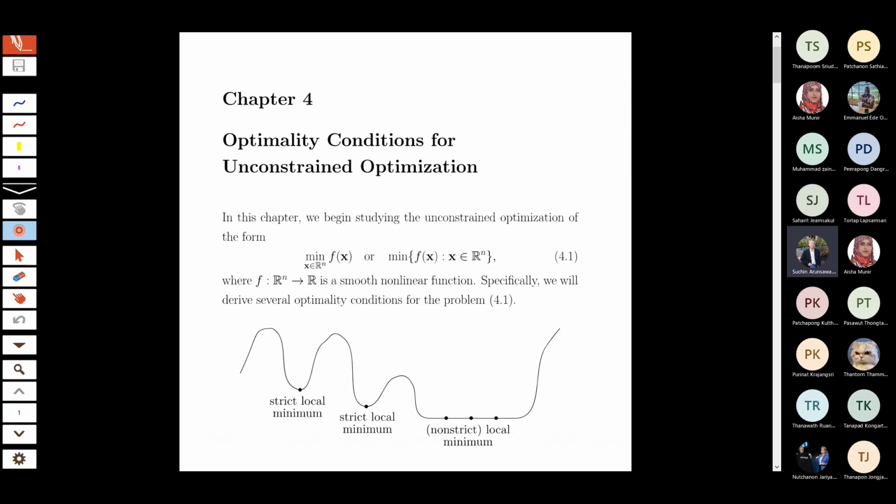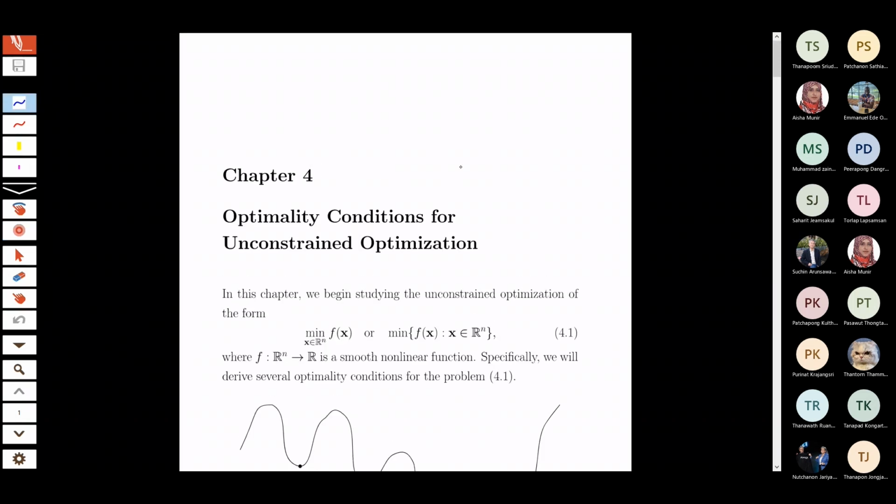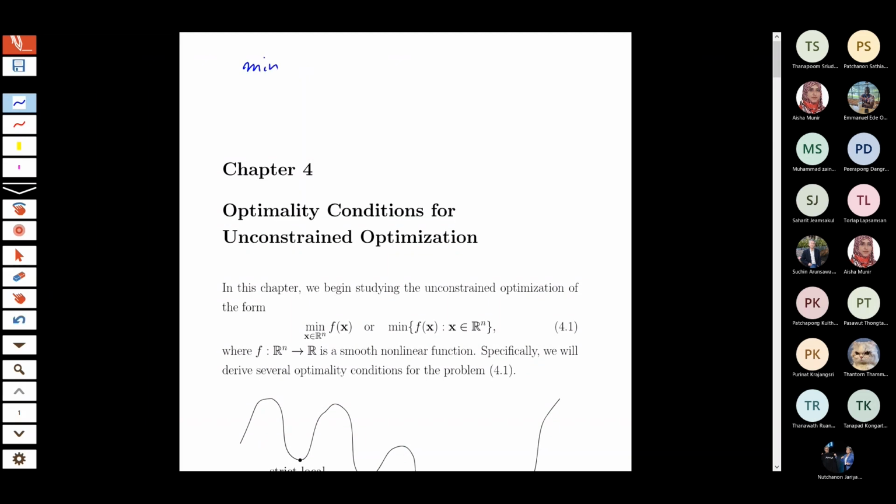If you have a maximization problem, then we can convert the maximization problem to a minimization problem by using the fact that min f(x) is equal to minus max of minus f(x).